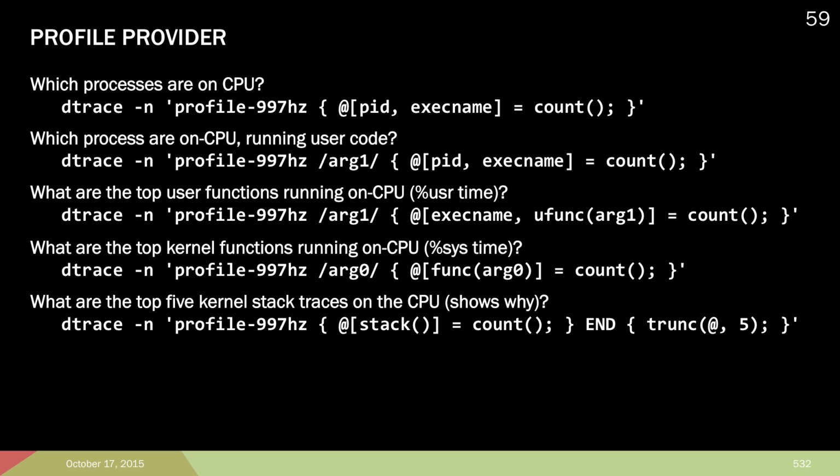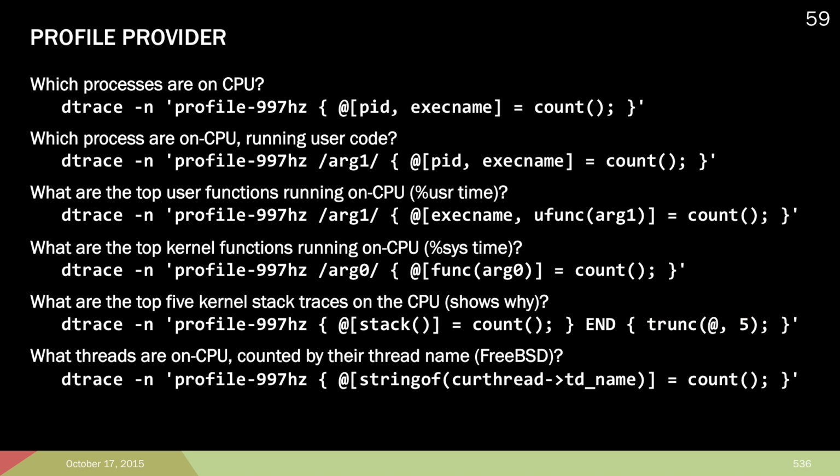What are the top 5 kernel stack traces on CPU and why? We use stack to get kernel stack traces, and we can use it as a key in aggregations. But before the script ends, we'll use trunc to limit the number of keys in the aggregation to the top 5. What threads are on CPU, counted by their thread name in FreeBSD? We'll get the thread's name by pulling the td_name member out of the built-in curthread variable.